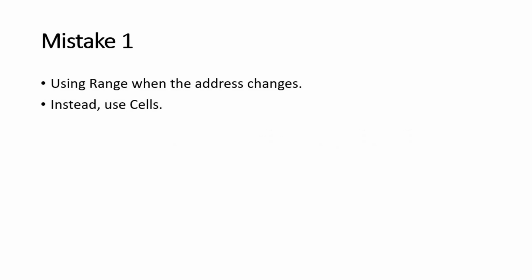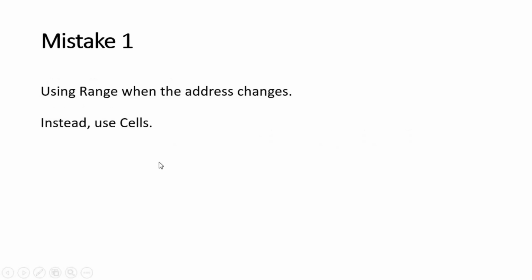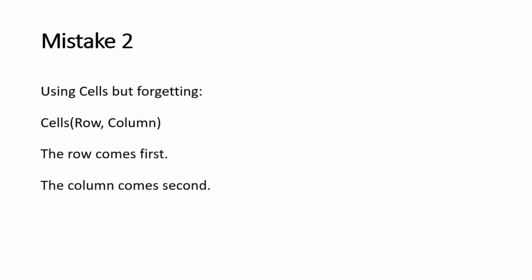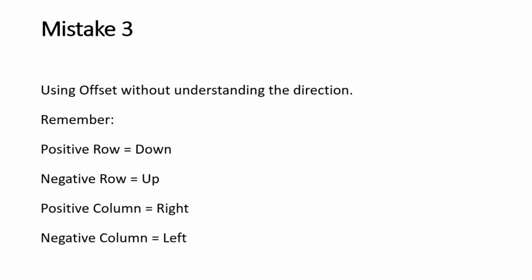Let's look at some common beginner mistakes. Mistake number 1. Using Range when the address changes. Instead, use Cells. Number 2. Using Cells but forgetting to assign rows and columns. The row comes first, while the column comes second. Number 3. Using Offset without understanding the direction. Remember, positive row means go down. Negative row means go up. Positive column means go right. Negative column means go left.